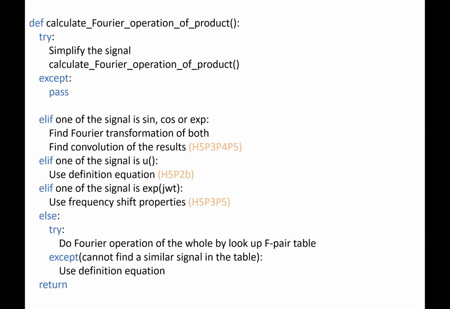And if one of the signals is the exponential e^(jωt), you can use the frequency shift property as in your homework. But if it is this case, you can still use the method here. You can transform the other signal into the frequency domain, because this one in the frequency domain will be a delta, and a delta convolution in the frequency domain will just do the frequency shift. I should say if everything fails, you have to do the convolution definition again.